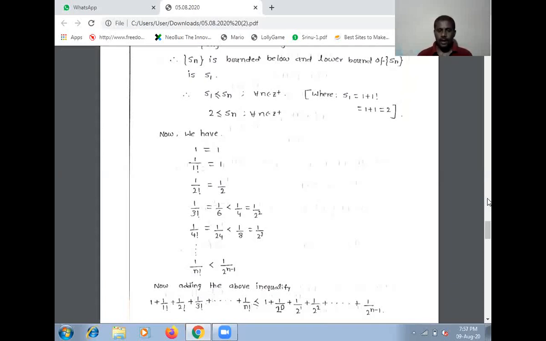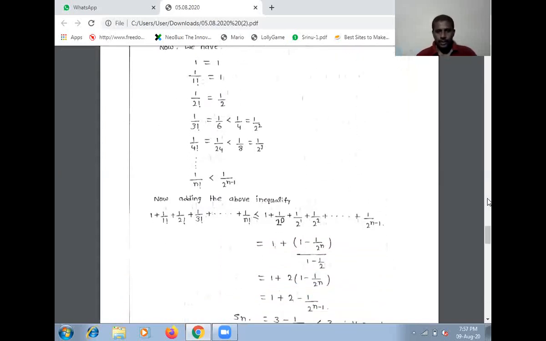From the above terms, I can write the nth term as 1 by n factorial less than 1 by 2 to the power of n minus 1, because 1 by 4 factorial is less than 1 by 2 to the power of 3. Here 4 equals n and 3 is n minus 1, so 4 minus 1. So 1 by n factorial is less than 1 by 2 to the power of n minus 1.